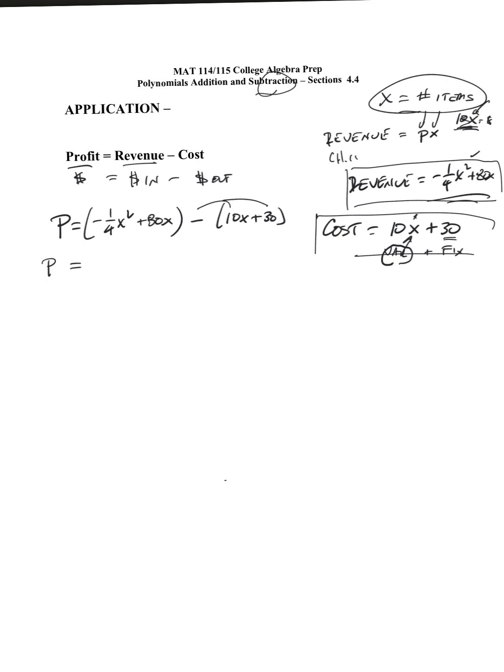So my profit that we're going to make based off of this model is -1/4 x squared plus 80x minus 10x and then plus 30. And if we combine like terms, my total profit function is -1/4 x squared plus 70x and then plus 30. And so we can now mathematically model how much profit I presume to get if I tell you the number of objects that we're going to produce and sell.